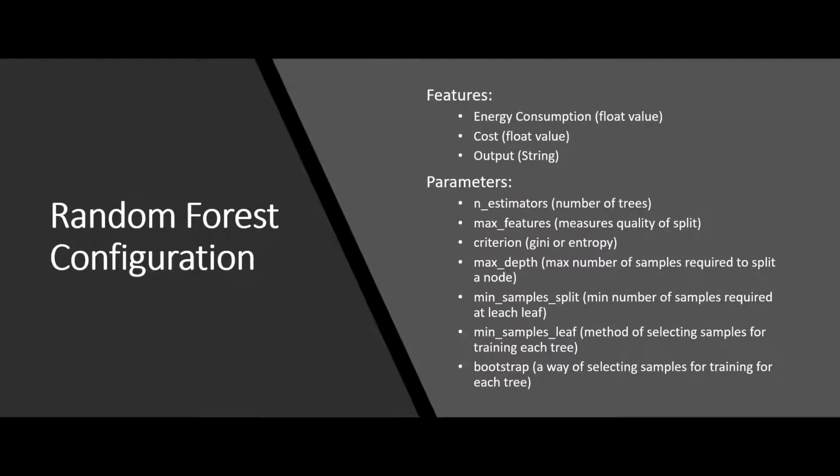In the data sets that we were given, energy consumption, cost, and output were the three main variables that we manipulated throughout the whole project. And the parameters that are listed, we also manipulated so that we could get the highest accuracy as well as learn what is going on in the data set.